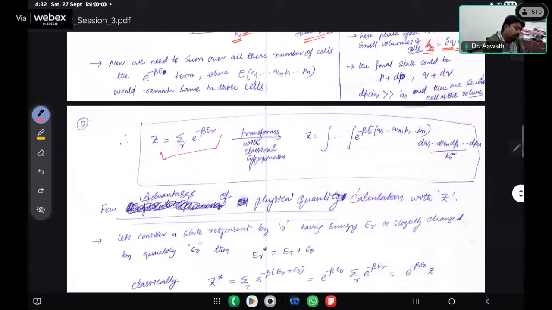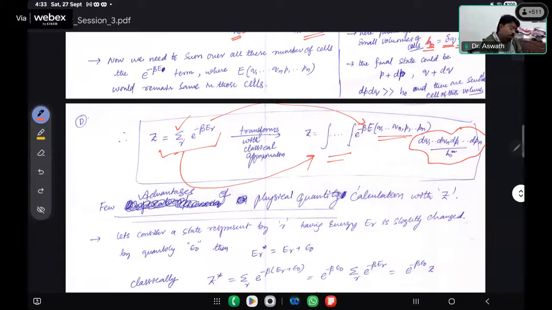So what is most important is, let's say I have a quantum mechanical level expression. How do I transform it with a classical approximation? What you do? Going from discrete quantum mechanical to classical, we need to convert the summation to integration, where the integrand element should be properly addressed. The energy has to be expressed properly with a corresponding expression in terms of positions and momentums.